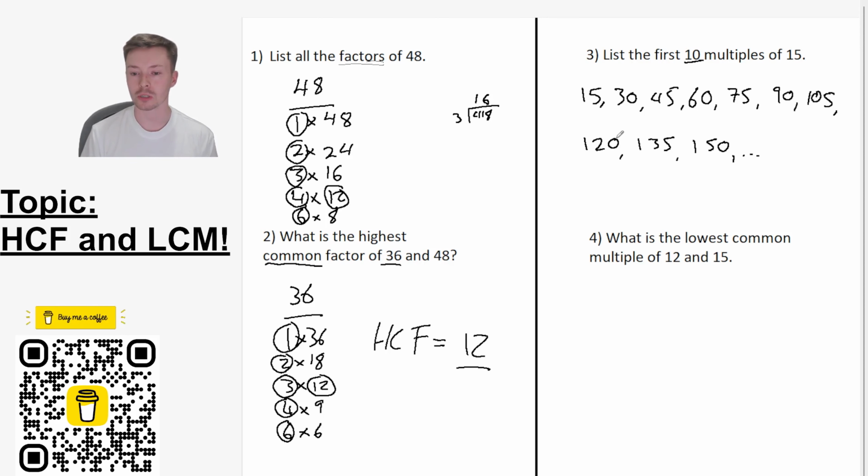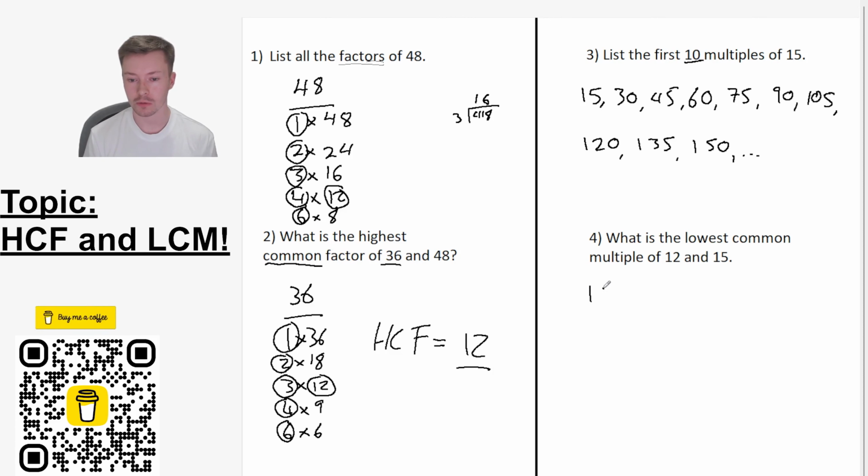Now we've just done the first 10 multiples of 15, and hopefully that's enough, but if it's not, we'll have to keep going and doing more multiples of 15. What we definitely need to do to start off with now is our multiples of 12, and hopefully one of those multiples of 12 is also a multiple of 15 that we've already done, and then once we get that, it's kind of like a game of Snap.